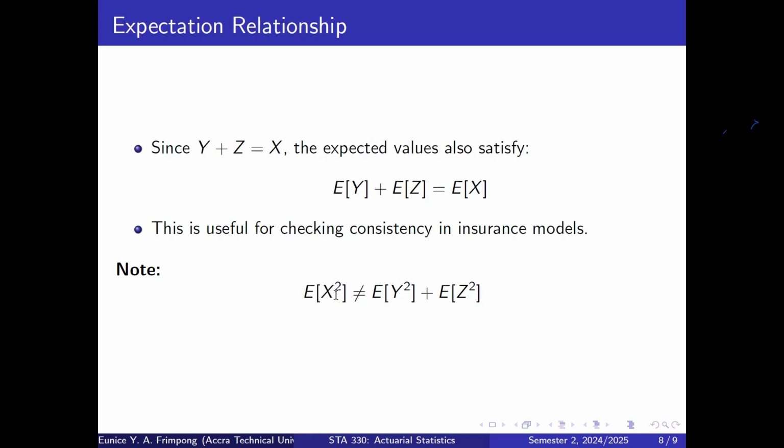The second moment of the loss is not equal to the second moment of what the insurer pays plus the second moment of what the insured pays. That is, the variances do not simply add up the same way as the expectations add up. So this identity applies to expectations, not to variances or second moments.